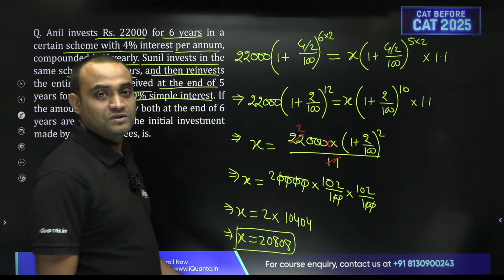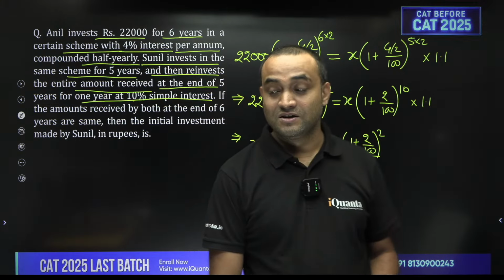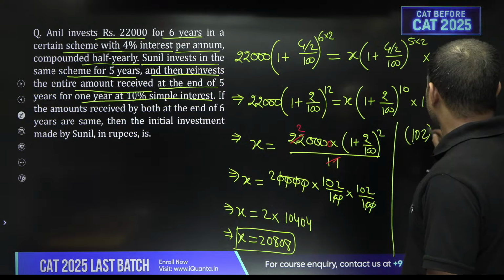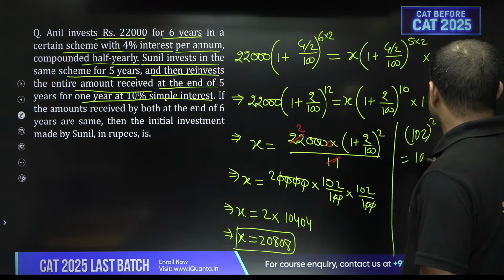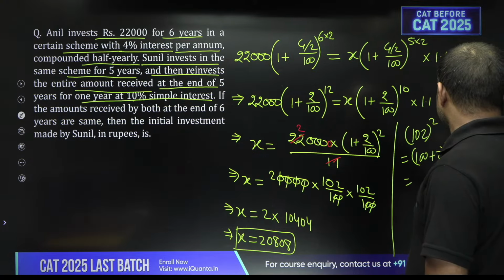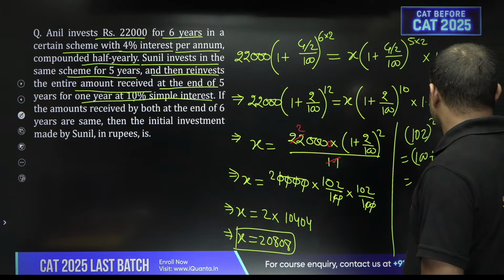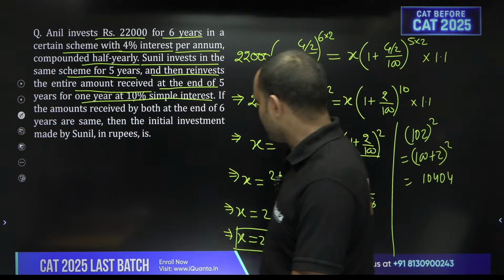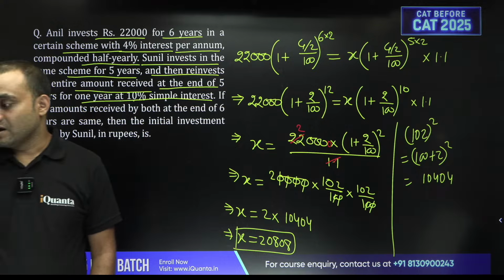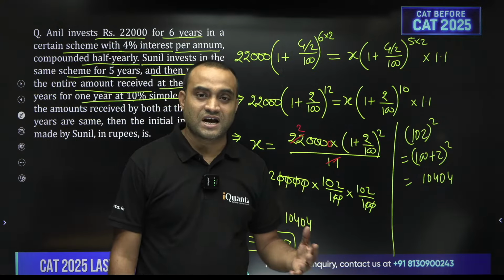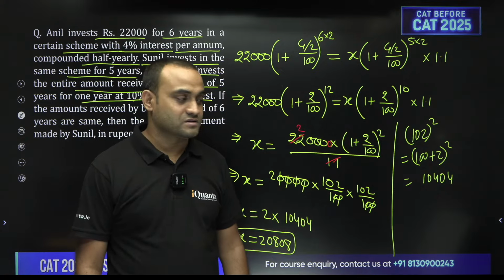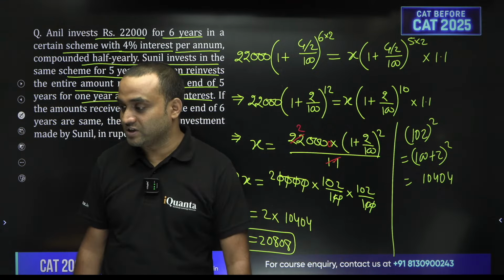This is the value that we get, and that's the correct answer. 102 square you can calculate very easily. 102 square is nothing but 100 plus 2 whole square. 2 square is 04, 2 plus 2 is 4, so 10404. That you can use here. So to solve this question, I don't think it should take more than 1.5 minutes or 2 minutes, because there is not much calculation.